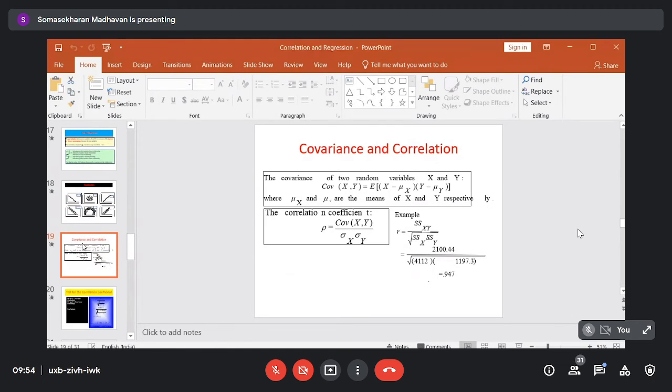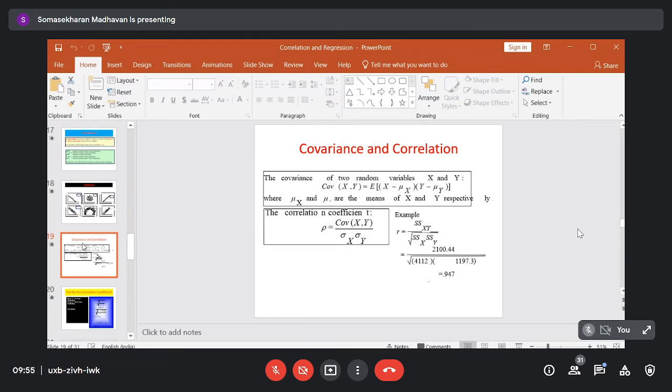The covariance term is defined as the expected value of x minus its mean into y minus its mean. And correlation is a standardized measure of covariance. Covariance gives the directional relationship, but the problem is there is no standard range for covariance. It can vary from -infinity to +infinity. We need a range of variation for the correlation, otherwise we cannot physically interpret it.